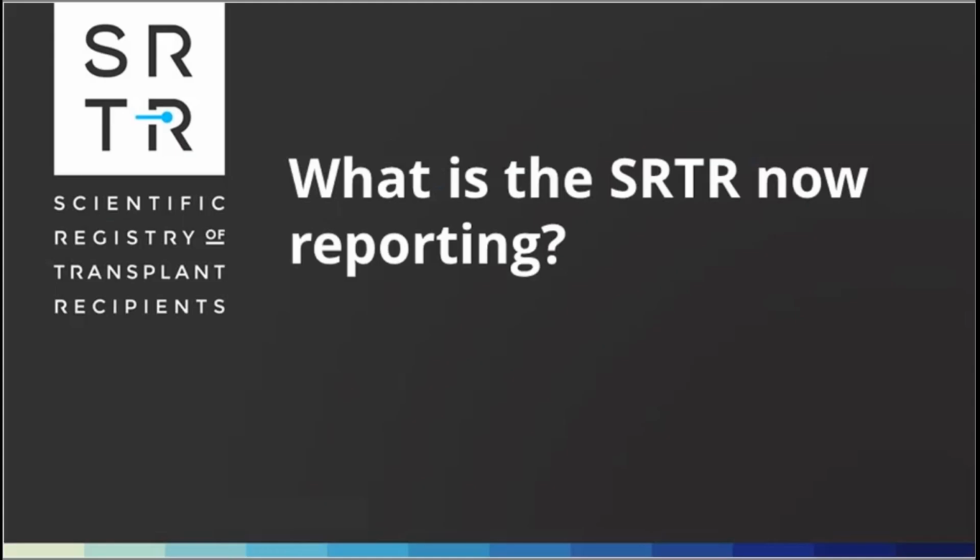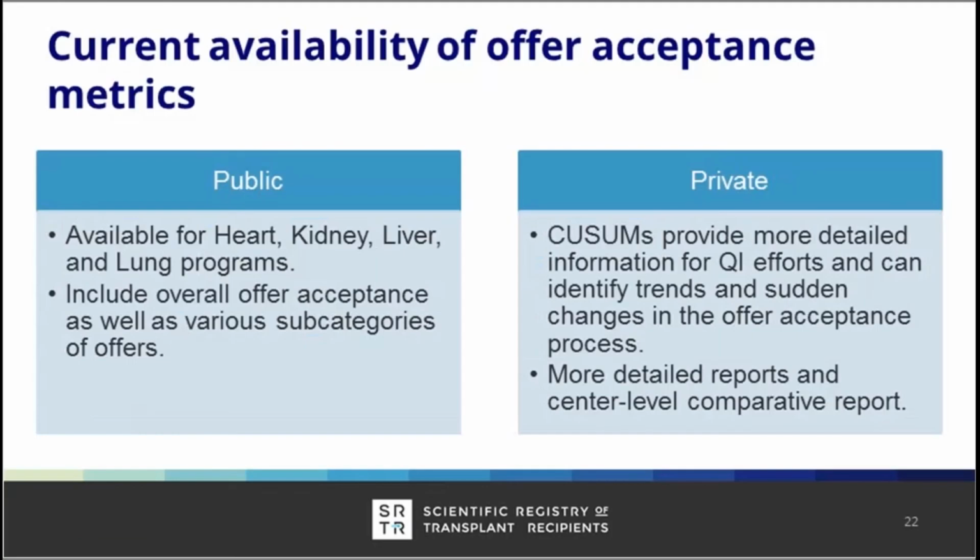So that leads us to what we are reporting now in the new reports. And I'll take it in two different chunks here. One is what do we report publicly, and what is reported and made available privately for the transplant programs to review on their secure site. Publicly, we have available now for heart, kidney, liver, and lung programs offer acceptance practices, and I'll show you in detail what those look like. It includes the overall offer acceptance as well as various subcategories of what we think of as harder to place offers or more likely to be declined, those types of offers.